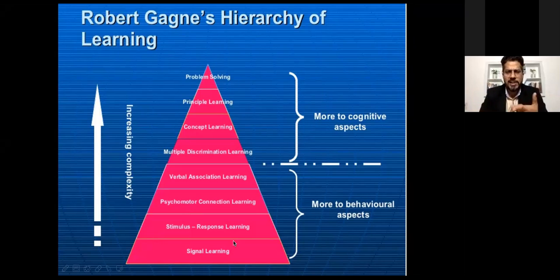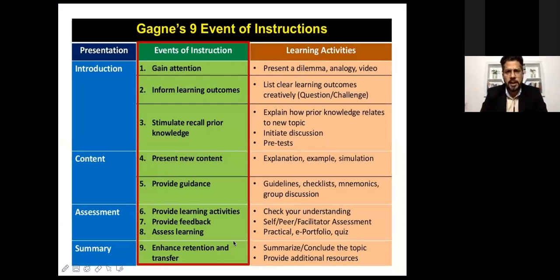So this is how Gagne comes up with the theory of hierarchy of learning. There are Gagne's nine events of instruction, with different instructions given here. For example, the first event: gain attention. What do you do in gaining attention? Present a dilemma, analogy, or a video. Then inform learning objectives: list clear learning outcomes, questions, or challenges. Then stimulate recall of prior knowledge: explain how prior knowledge relates to the new topic, initiate discussion, and pre-testing is done. In the fourth one, present new content, with an explanation, example, or simulation.